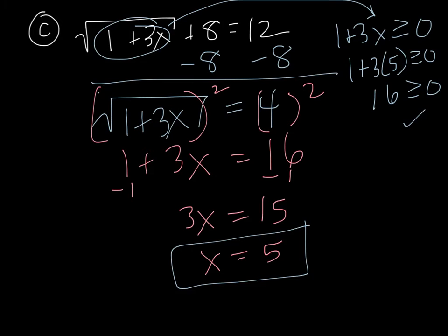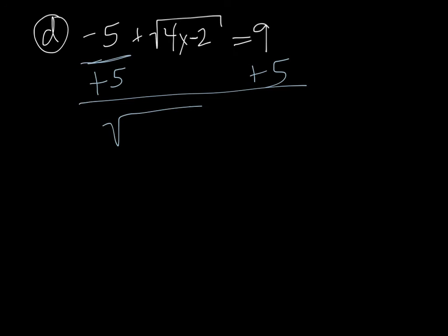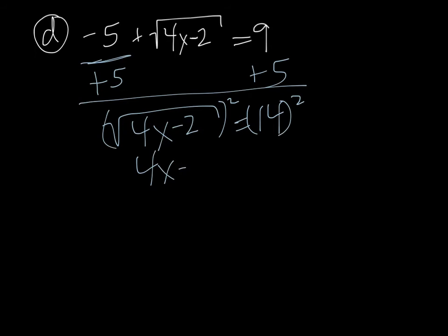So last one here, and then we'll just move on to one more problem. So D, I need to isolate, which means I need to get rid of this negative 5. So in order to get rid of it, I would add 5. So square root of 4x minus 2 equals 14. Square both sides. 4x minus 2 equals 196.